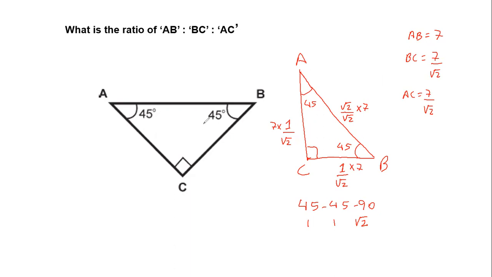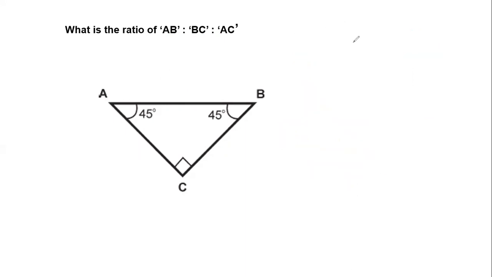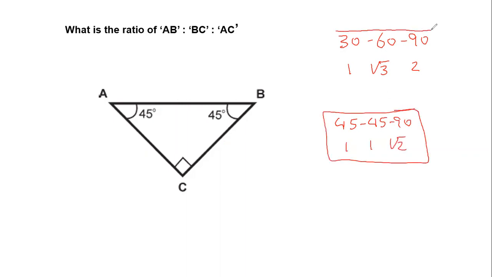So what's the ratio? 45, 45, 90. The side in front of 45, 1. The side in front of 45, 1. The side in front of 90, root 2. So it will be root 2 is to 1 is to 1. So guys, these are the two special triangles which you have to remember. So I'll just write it down here. 30, 60, 90, 1, root 3, 2. 45, 45, 90, 1, 1, root 2. Now if you remember these two special triangles, your job will be very easy in your SAT.